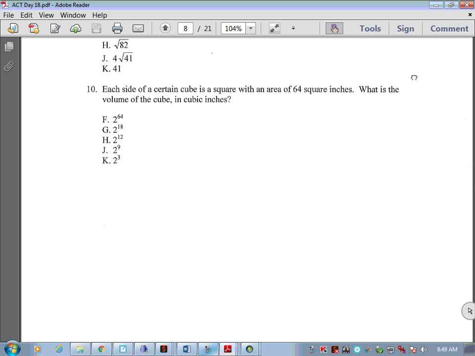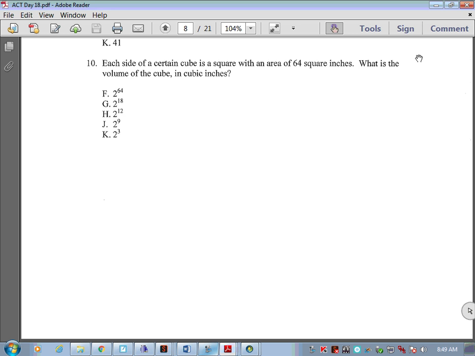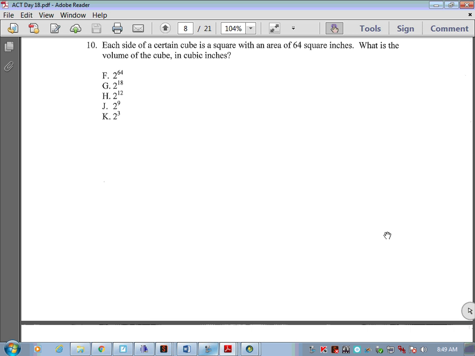All right. Number 10. Nobody on 10? Yeah, this is a common question. Notice that this is 2 to a power. So in a certain cube, each side of a certain cube is a square with an area of 64 square inches. What is the volume of the cube in cubic inches?